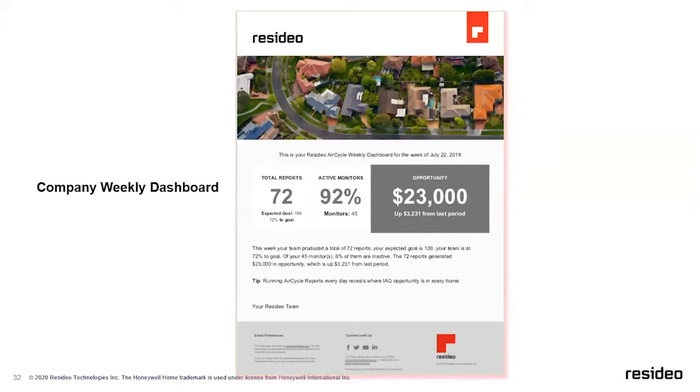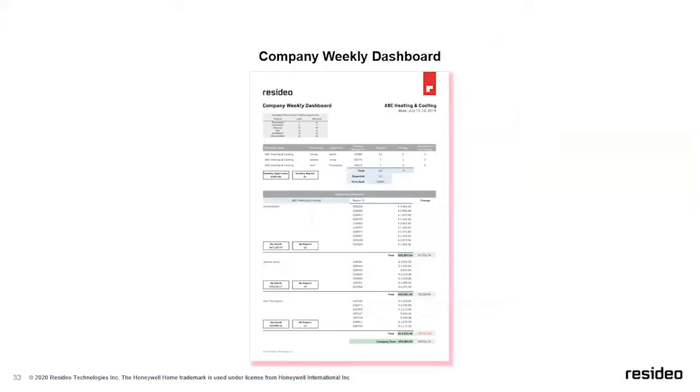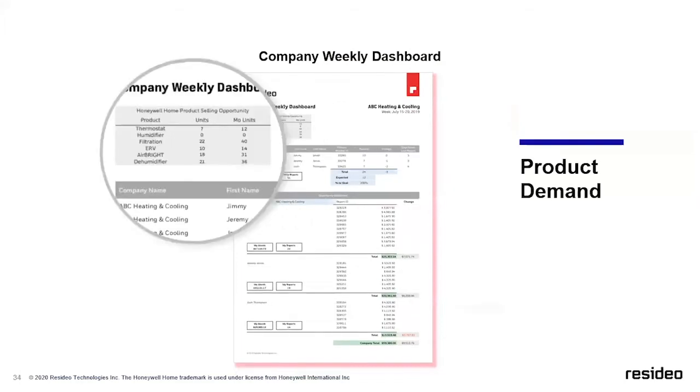So the dashboard's broken down into some sections as well. First of all, this is what the dashboard would look like, and it's done on a weekly basis. The first part of it shows you the product demand. So it breaks down by category the different types of products that the reports have encountered as issues or challenges in some of these homes.